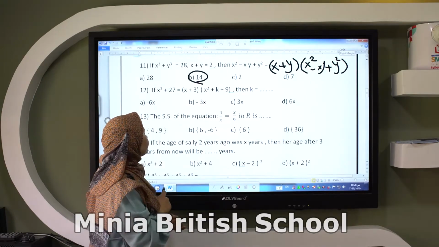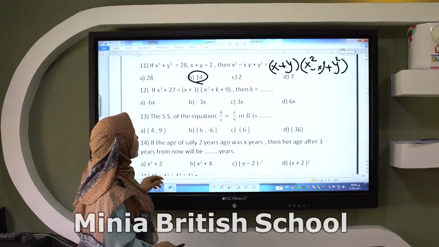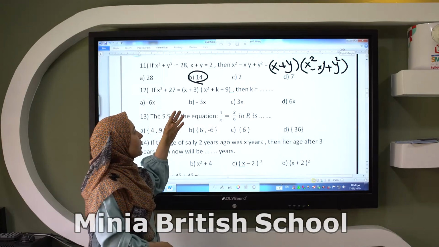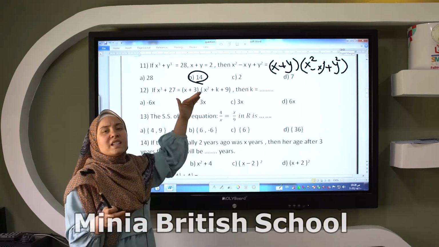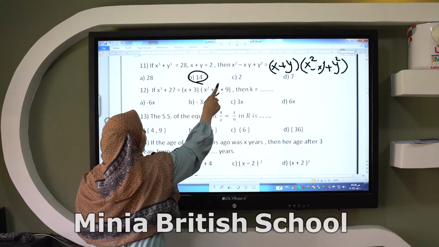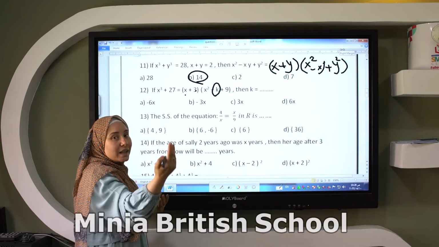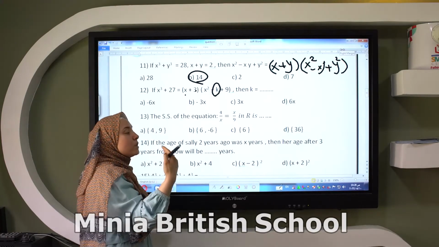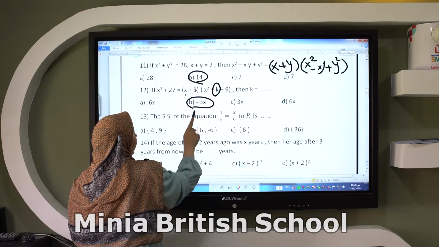Okay. The next one, number 12. If x³ plus 27 equals (x plus 3)(x² plus k plus 9), then k equals what? Here's the same idea. I said k here equals first times second in the binomial with the what? Yes, with the opposite sign. So it equals negative 3x.